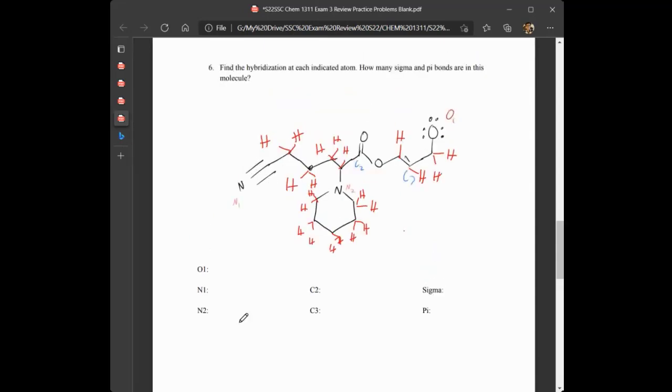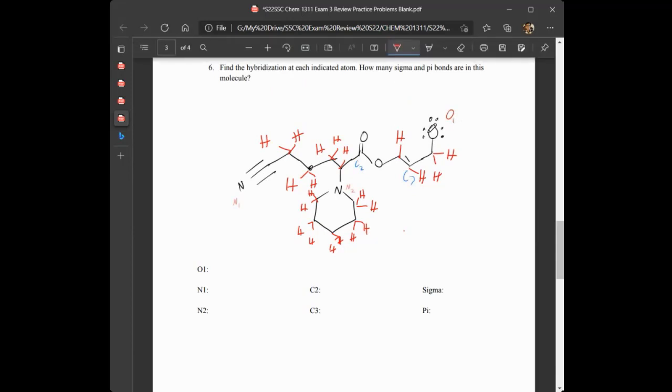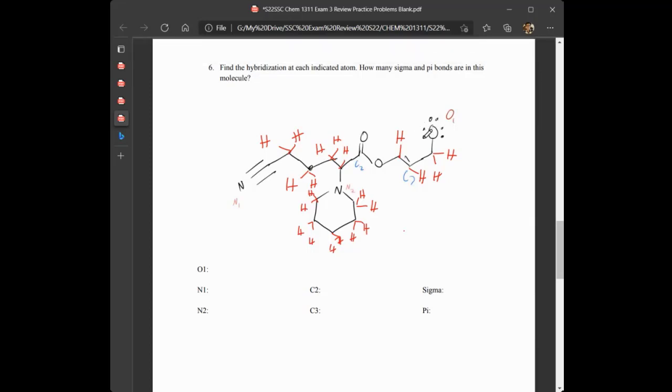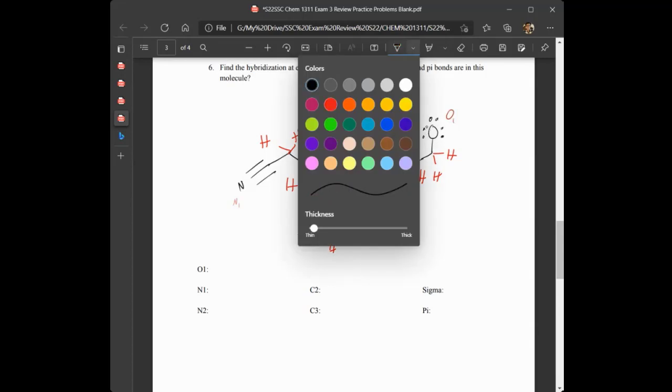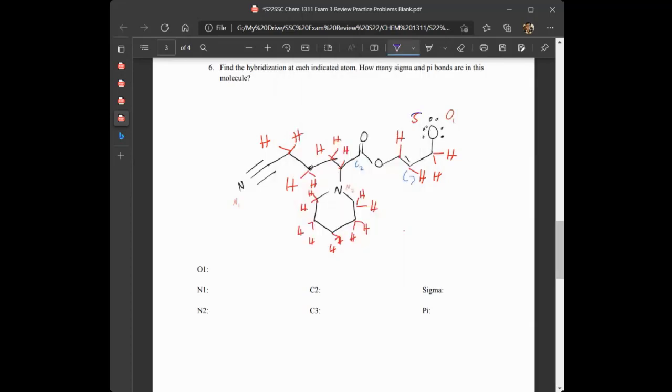Okay, so we have oxygen 1, which is that guy, right? At first glance, you might think that this is sp3 hybridized, so the question is whether this is sp3 hybridized or not. So let's say this is S, I'm sorry, this is S, and then P, right? And then there's also another bond here, which is P.